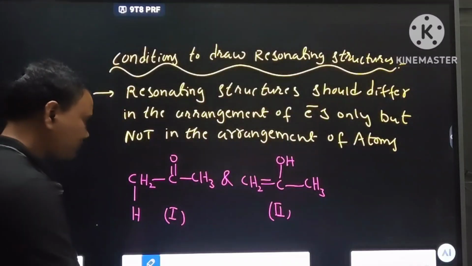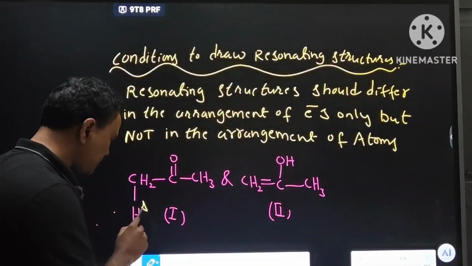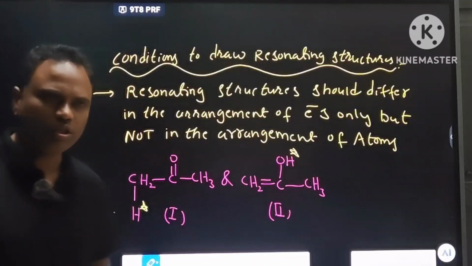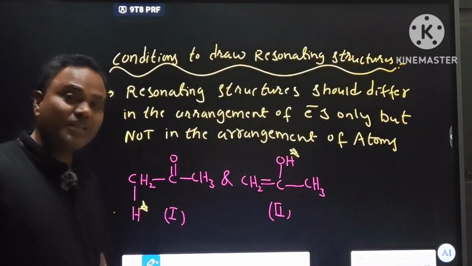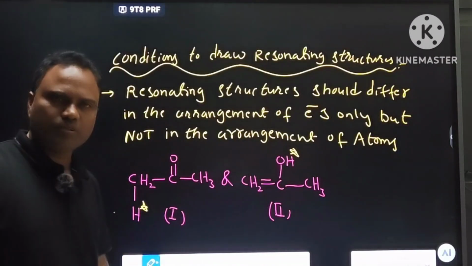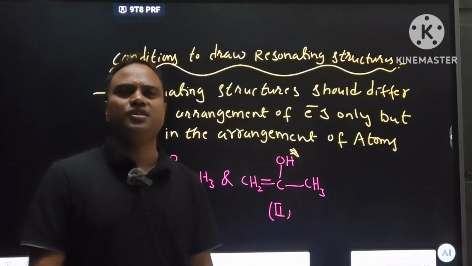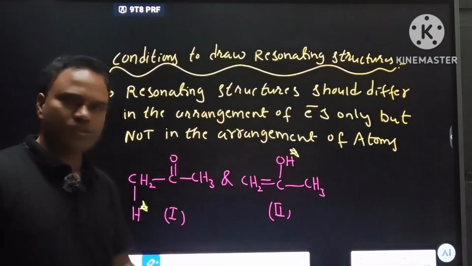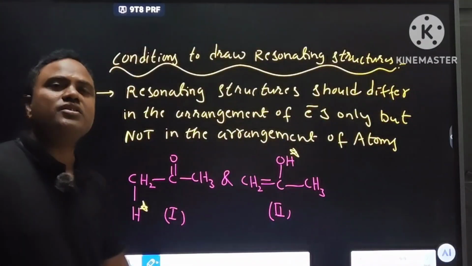I am labeling this hydrogen as H star, the same H star. In the first structure, the labeled hydrogen atom is present at which position? Attached to carbon. The position of this hydrogen is at a carbon. In the second structure, that same hydrogen is present at which atom? Oxygen. Here there is a difference in the arrangement of atoms, right? The arrangement of atoms is different. So these two are not resonating structures.